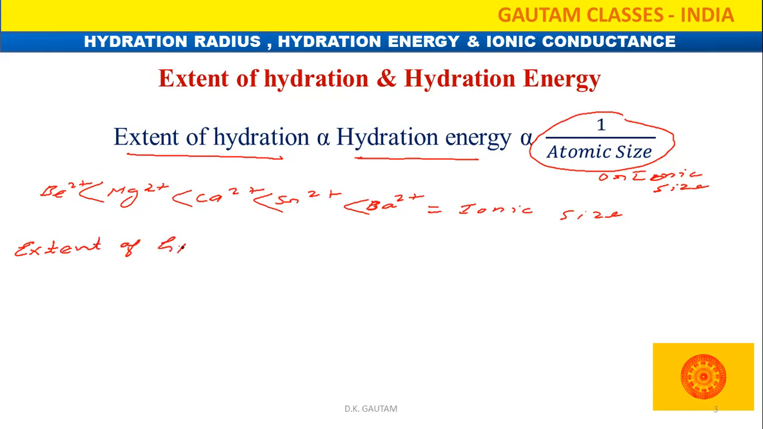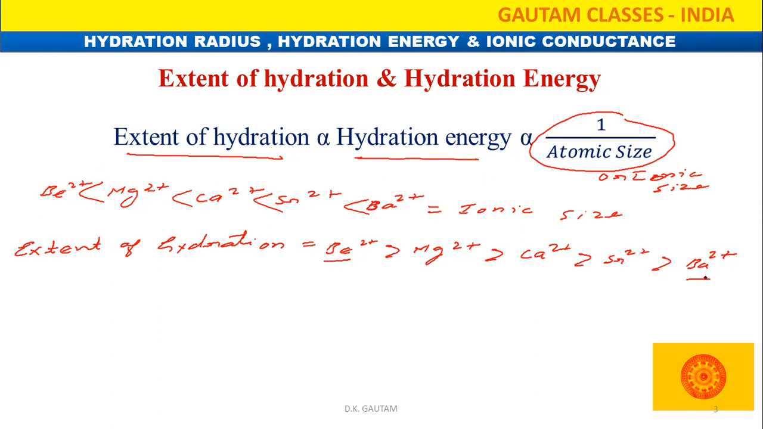Extent of hydration is equal to beryllium 2 plus, magnesium 2 plus, calcium 2 plus, strontium 2 plus, and barium 2 plus. Look, that is the beryllium, this one is the barium.